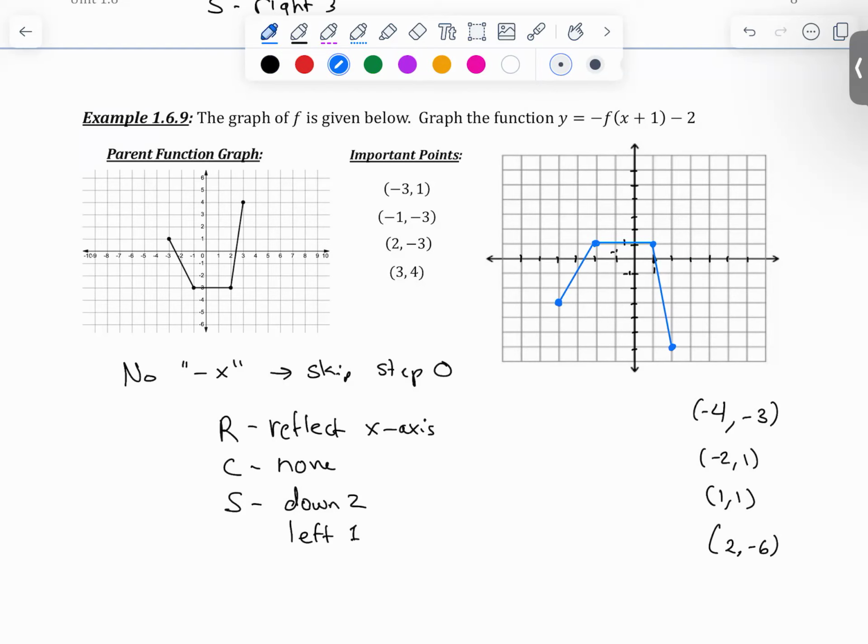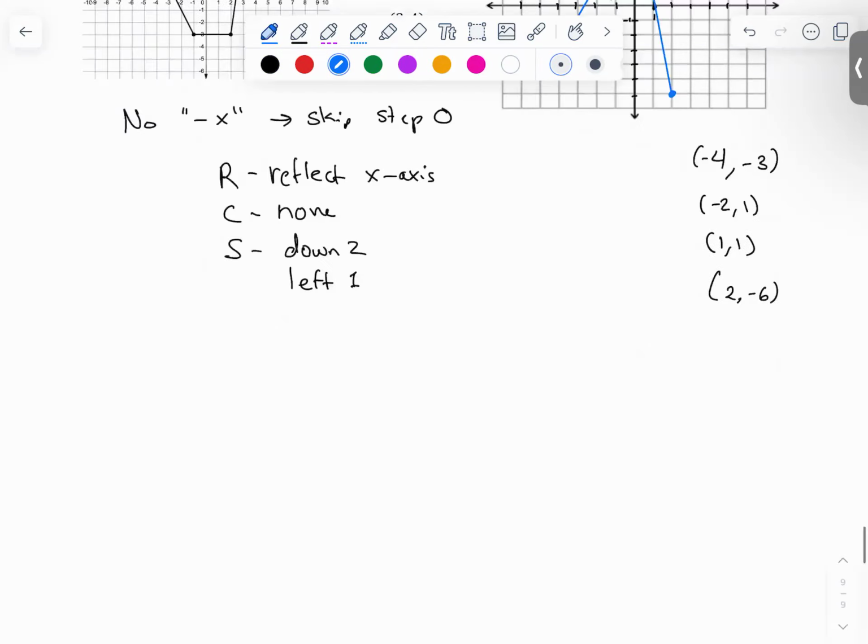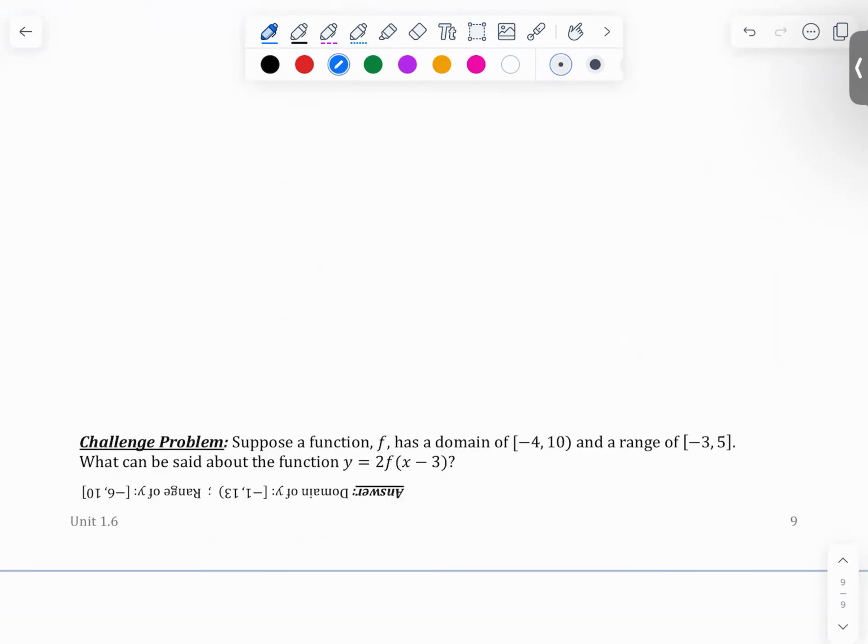And that will complete it for this video. Oh, and then there's a challenge problem here. It's a very, very clever problem. I hope you guys like it. The key thing is to know what happens to your x and y coordinates when you do transformations. So I got the answer there. If you have questions about it, feel free to email me, and I'll see you guys on the next one.